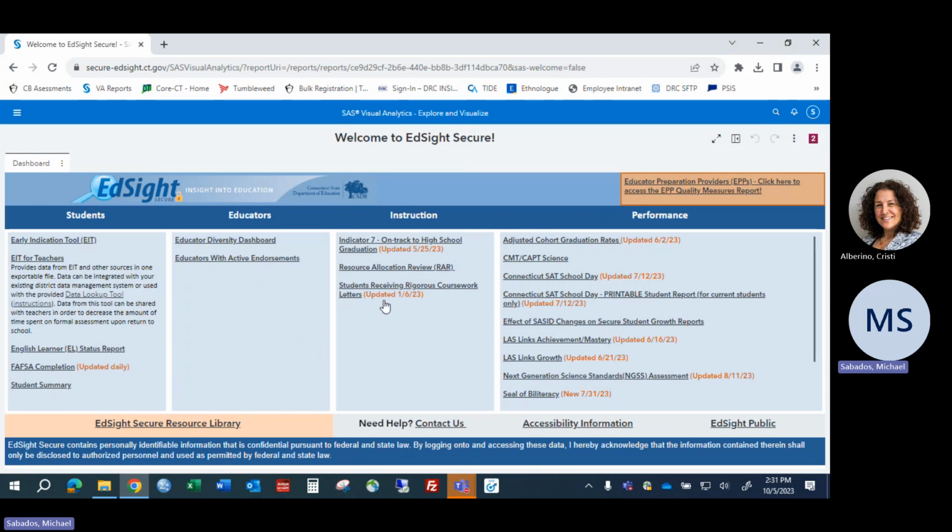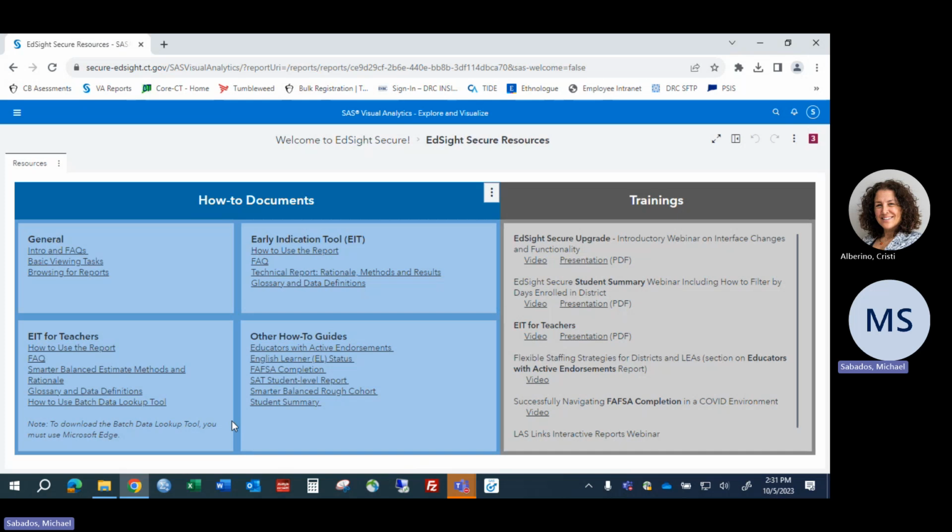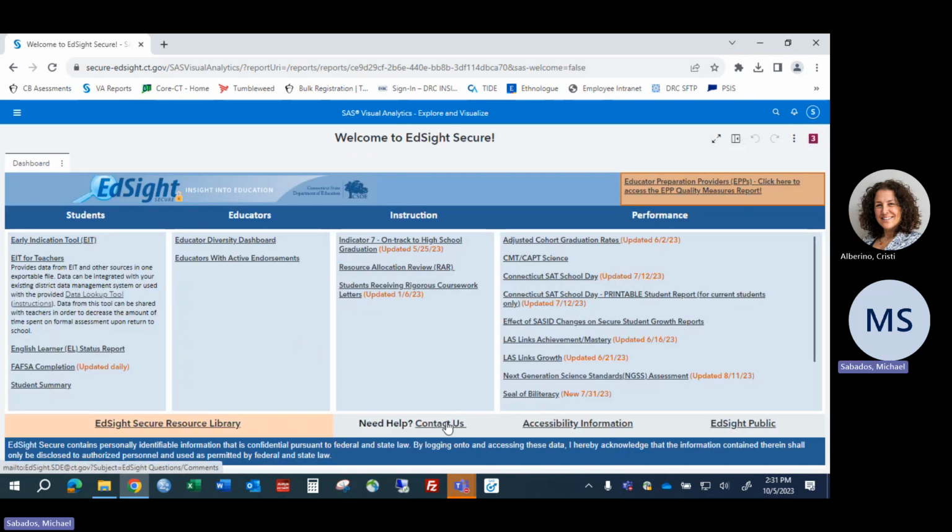Now, here's the landing page, the main page for EdSight Secure. I just want to bring your attention to a link to the EdSight resource library, which has information about different trainings for using EdSight, and then information about particular reports. A link, if you have questions, that puts you in touch with the EdSight team, and they are very responsive. So if you have a question, don't hesitate. Information about accessibility in EdSight Secure, and then a link to EdSight Public.